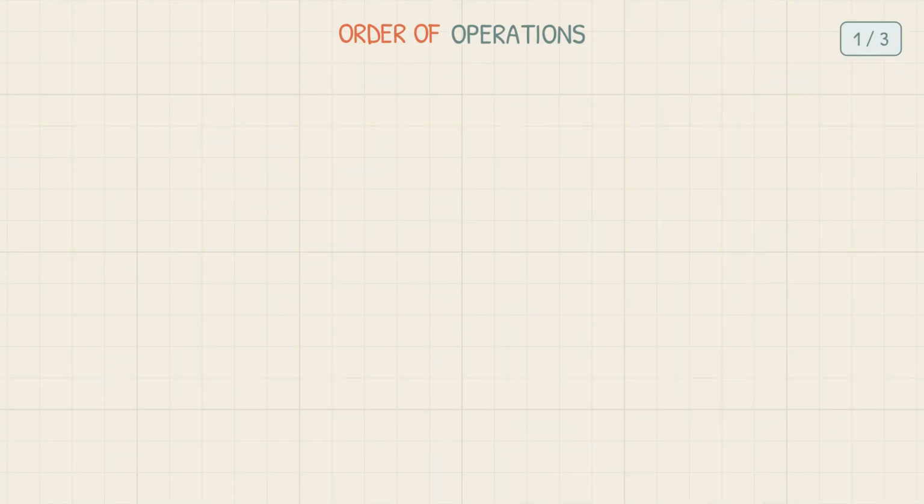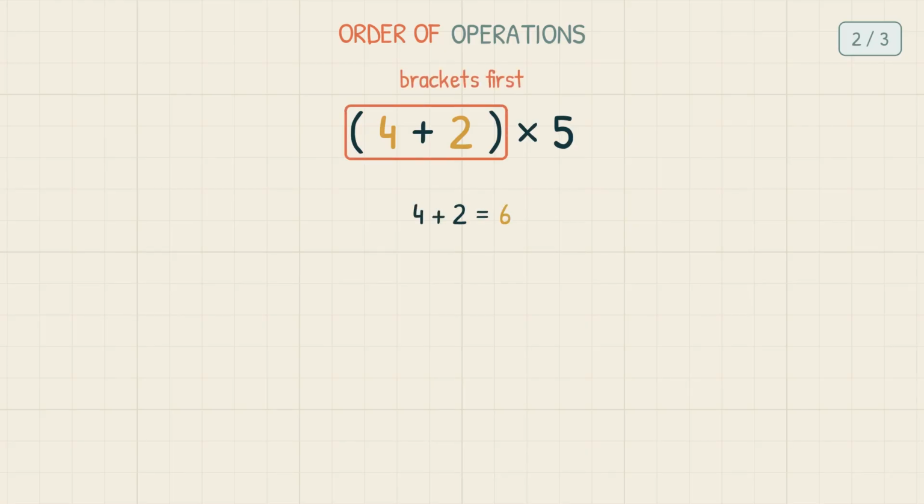2 more examples, the mistake that starts arguments online, and a quick quiz. Example 2, brackets, 4 plus 2 times 5. This time the brackets are written for us, so they go first. Inside the brackets first, 4 plus 2 is 6. Then 6 times 5 is 30.